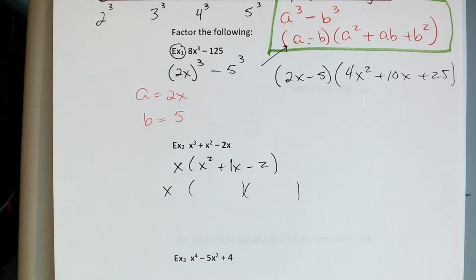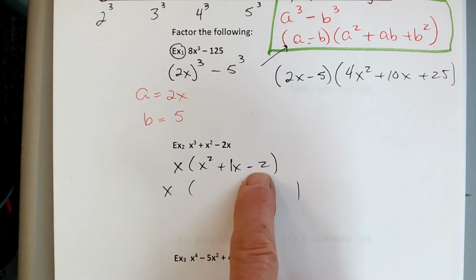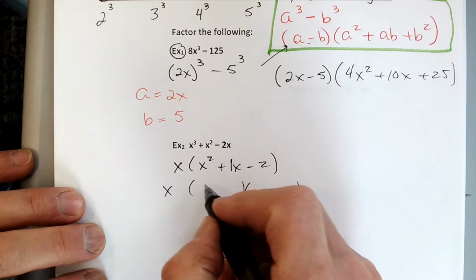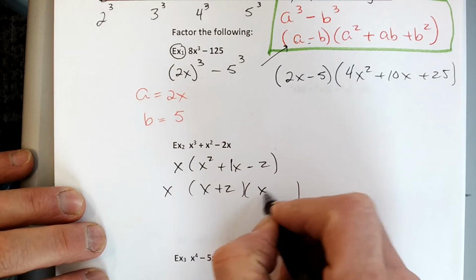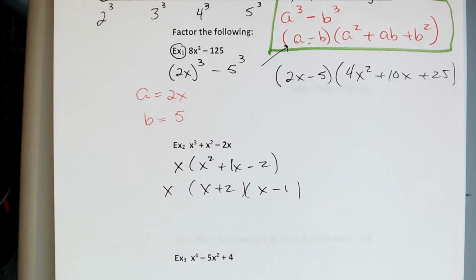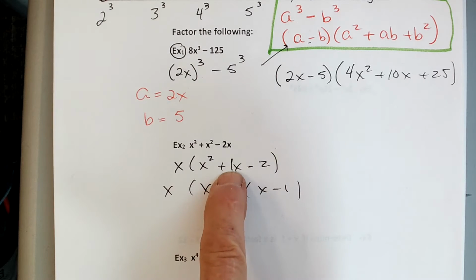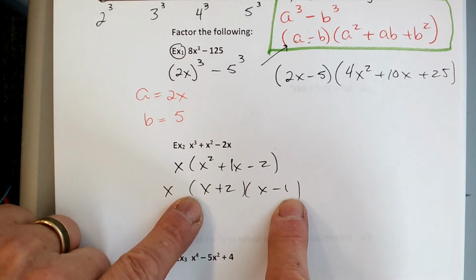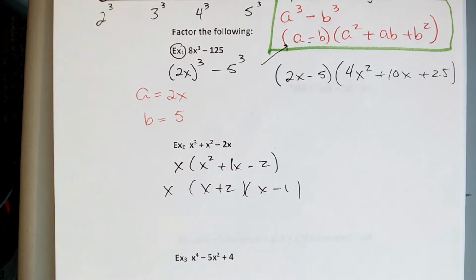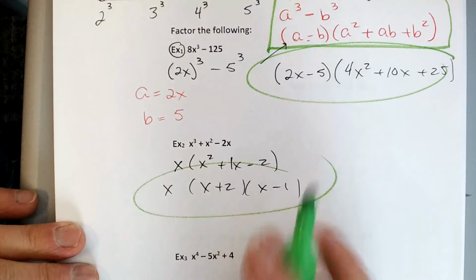What times what makes 2? Yeah, 2 and 1, right? So how about an x plus 2, x minus 1? Done. Boom. Done, right? And you know where the positive 1 comes from when you multiply. Okay, right? Done. Easy. Let me go ahead and circle that's my answer.